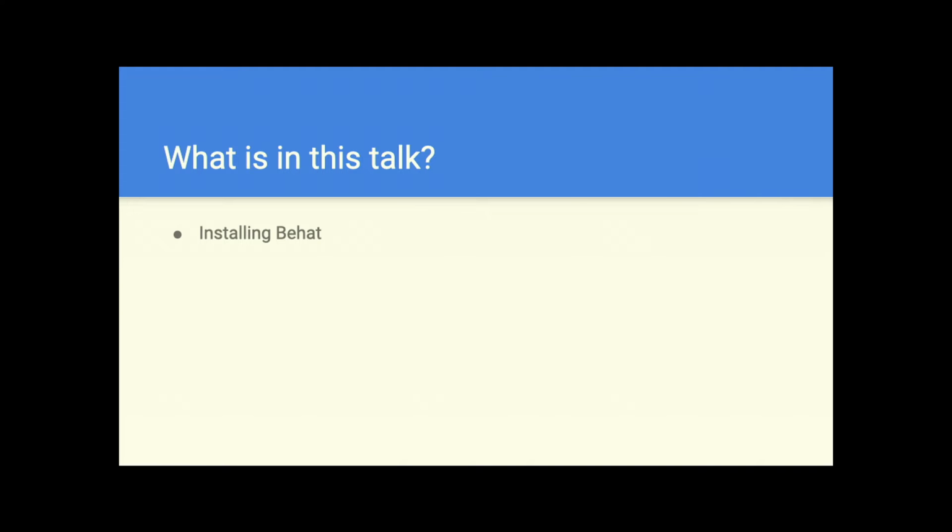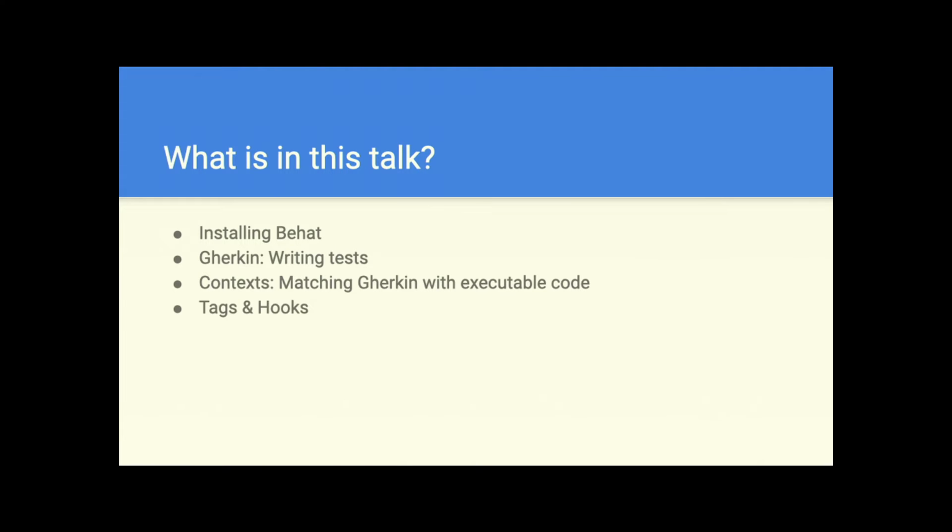In this talk, I will tell a bit about installing Behat. I'll go into what Gherkin is and how to write tests in it. We'll talk about contexts and how to make sure that what is written in Gherkin is actually executed. A little bit about tags and hooks. Some backgrounds and scenario outlines. Some tips that we ran into over the time. And a little bit about why we actually use Behat this way.